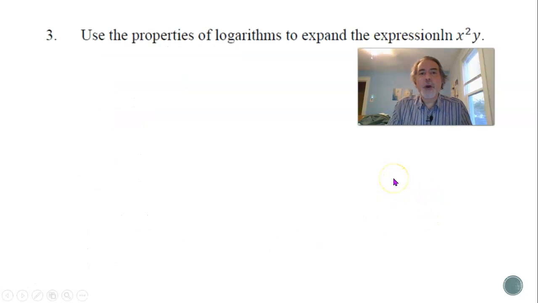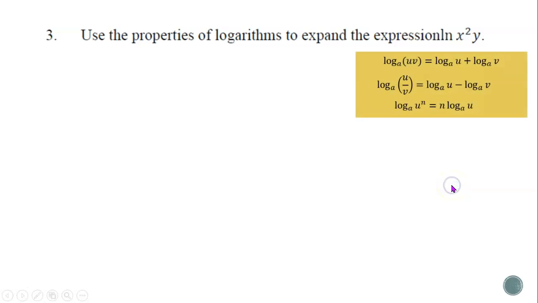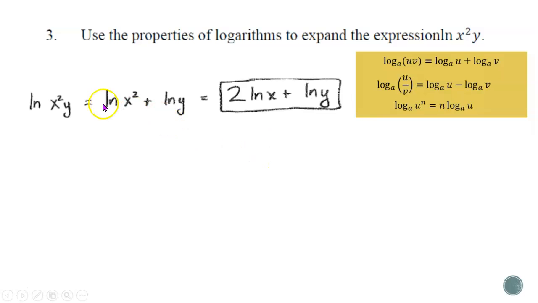The next thing says, use the properties of logarithms to expand the expression ln of x squared y. Sorry, I left out a space there. What properties of logarithms are we talking about? These properties of logarithms. One of them says that if you have a logarithm of a product of something times something else, you can break that up into the logarithm of the first thing plus the logarithm of the second thing. So this would be equal to ln of x squared plus ln of y.